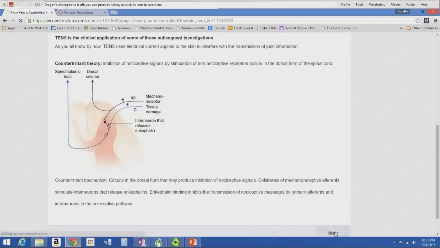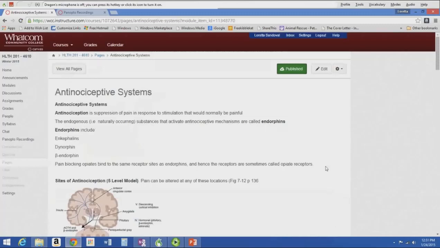Okay, so we're going to talk about the 5-level model of anti-nociception. So anti-nociception, again, is the suppression of the pain response to stimulation that would normally be painful. Okay, so we have endogenous substances in our body, that is, they're naturally occurring, that activate anti-nociceptive mechanisms. They're called endorphins. We've all heard of endorphins, you know, in response to like runner's high and that kind of thing.